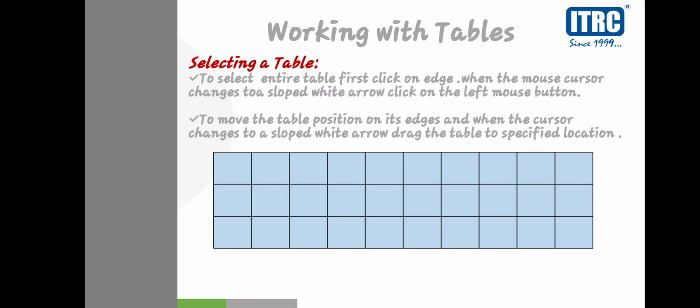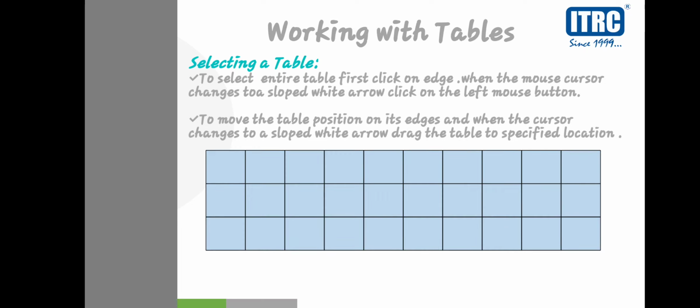Selecting a table. To select the entire table, first click on the edge. When the mouse cursor changes to a slanted white arrow, click the left mouse button. To move the table, position the cursor on its edges, and when the cursor changes to a slanted white arrow, drag the table to the specified location. Like this table here, select all rows and columns.